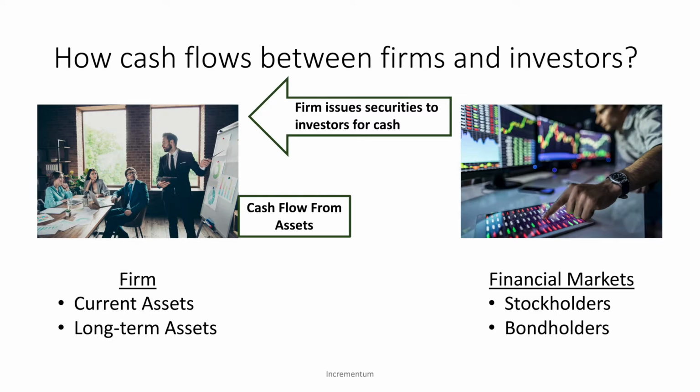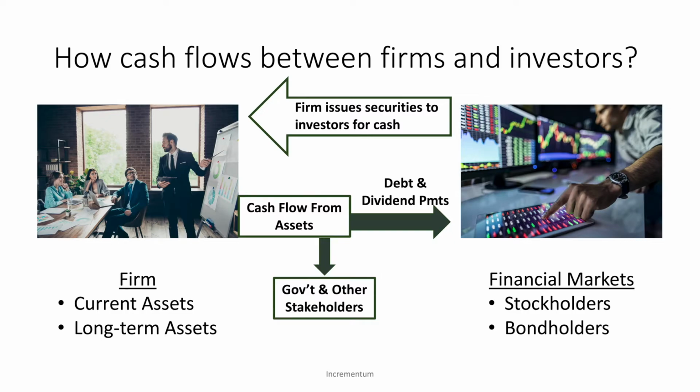So we call that cash flow from assets or free cash flow. They make their payments to the government, so their taxes, and any other stakeholders they need to pay, any other regulators. Then they make their debt payments on any bonds they have outstanding or any loans they have outstanding. And then they can decide to make dividend payments to the stockholders. Anything that gets left over is reinvested back into the firm.